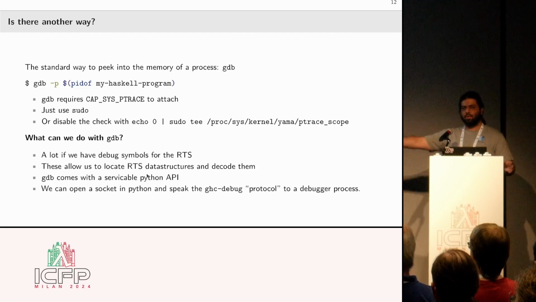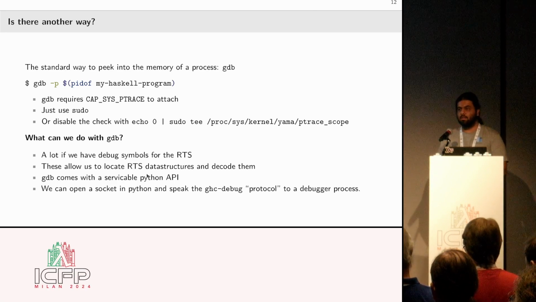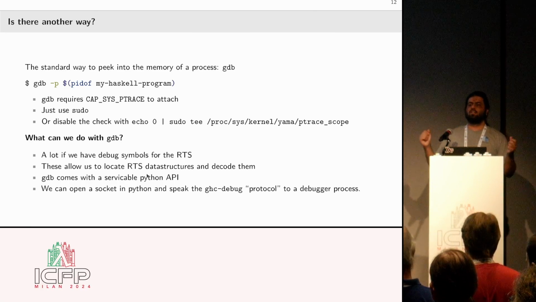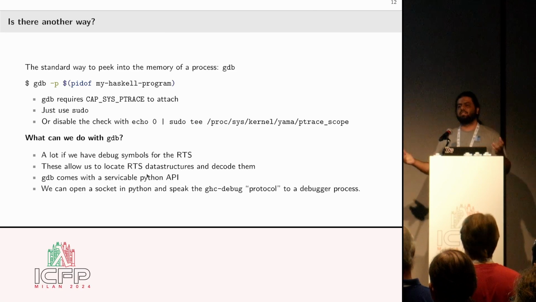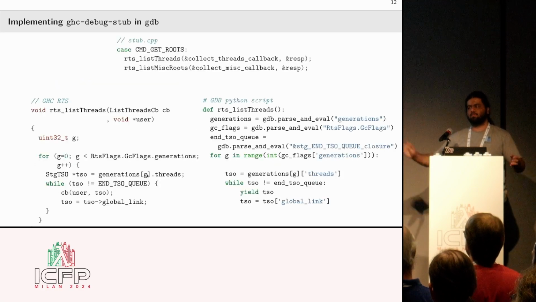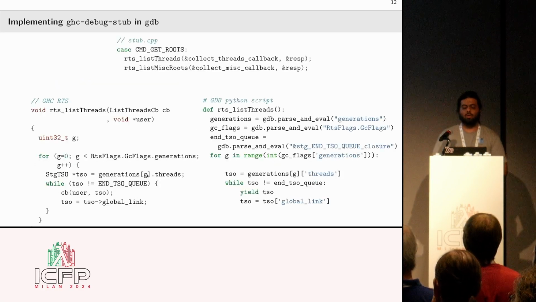So instead of linking the socket stuff into our debugging process, we just connect to it via GDB, inspect its memory, and serve that over the socket in the format that ghc-debug expects. So you can use all your existing ghc-debug libraries and tools. So what does this actually look like?